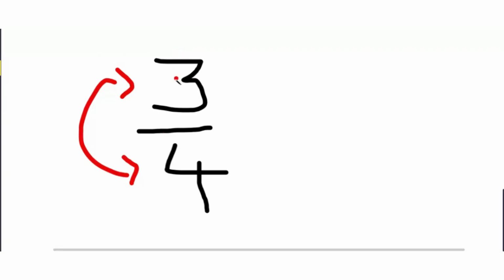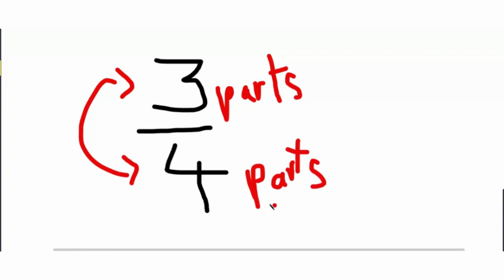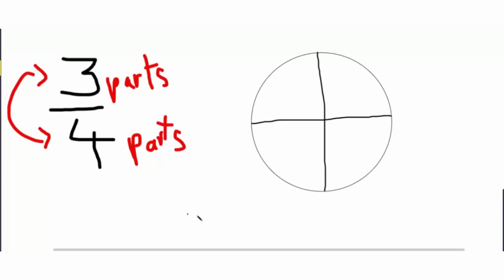Now you could think of this as 3 parts out of 4 parts. What does that mean? Think of this circle, or you can think of it as like a pizza. I don't know. Think of this pizza, right?